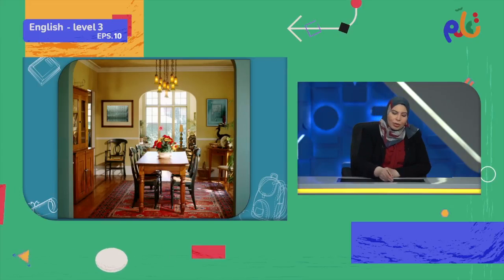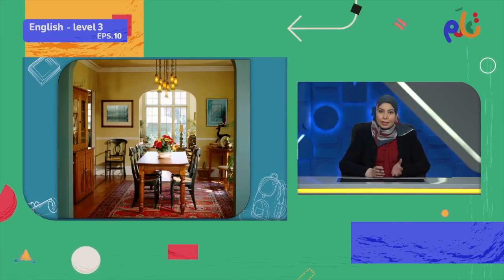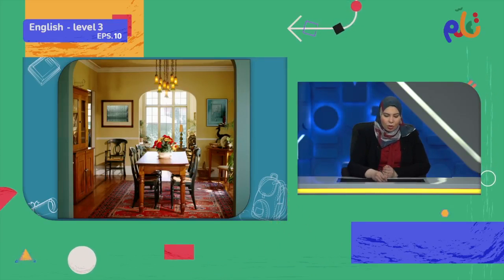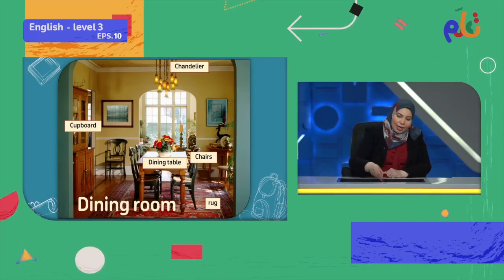Okay, so this is the next room. So the next room that we have here, do you remember the name? So this is the room where you eat. So it's called dining, dining. So the dining room has lots of furniture. Let's look at them and see.